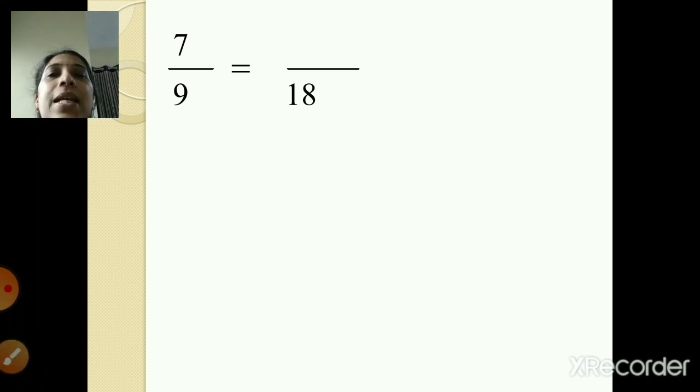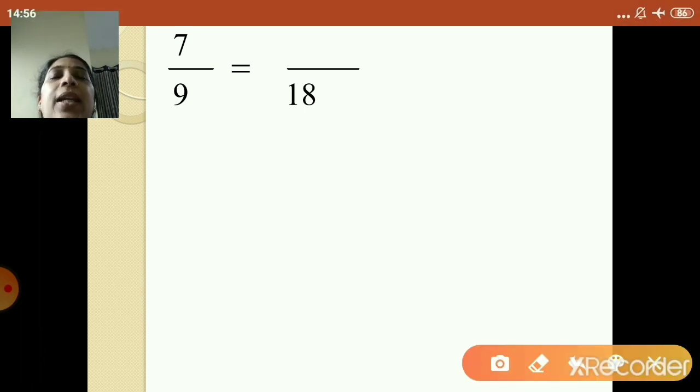Next one is 7 upon 9 is equal to dash upon 18. Now again you know 18, when you divide by 9, what answer do you get?